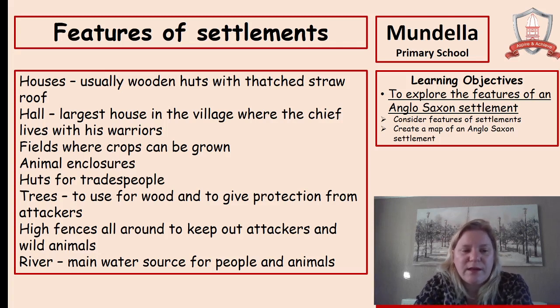They needed trees to use for wood, for fires, and to give protection from attackers. They had high fences all around to keep out attackers and wild animals. And they needed a river because they needed water for people and the animals. So now we're just going to watch a bit of video. It's a recreation of an Anglo-Saxon village.